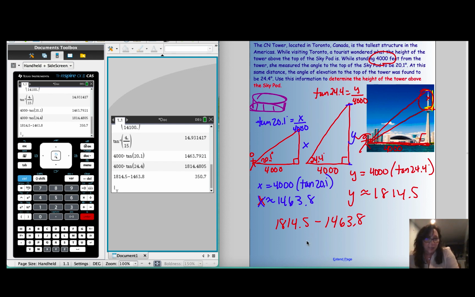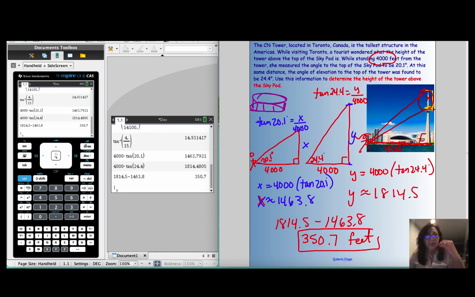That's pretty tall, actually. We have 350.7. We are in feet, so feet up in the air. That's how tall the tower is above the sky pod. And again, the sky pod is that round thing that you don't want to go up there because it could be dangerous.